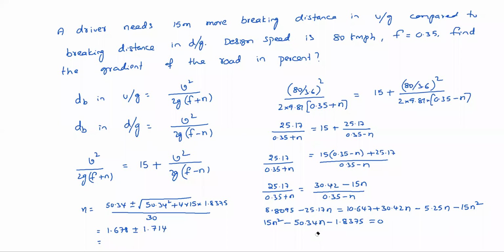Anything wrong here? Upgradient, less. See here our statement is wrong actually. 15 meters more braking. See, upgradient less braking distance is required actually. Our statement is wrong because in down gradient only more distance is required. So we'll correct that. Okay. 15 meters more braking distance is required in down gradient compared to up gradient.